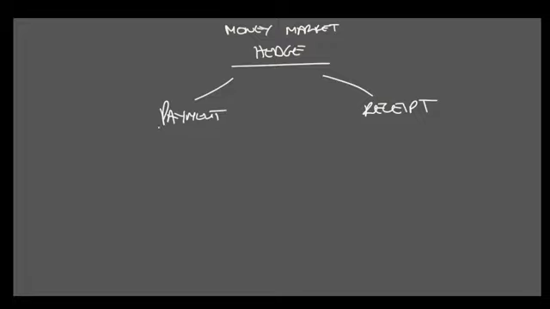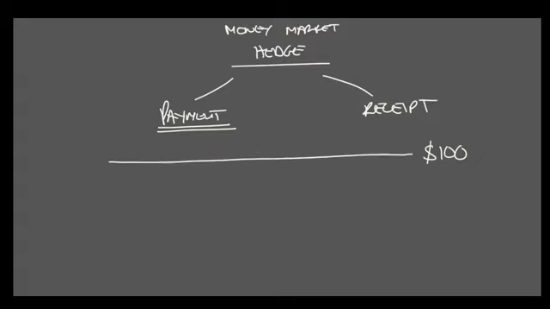So I'm looking at a payment at the moment. Let's say that we have to make a payment of $100 in 12 months' time. Okay, $100 in 12 months' time. So that's 12 months' time. And here is now.